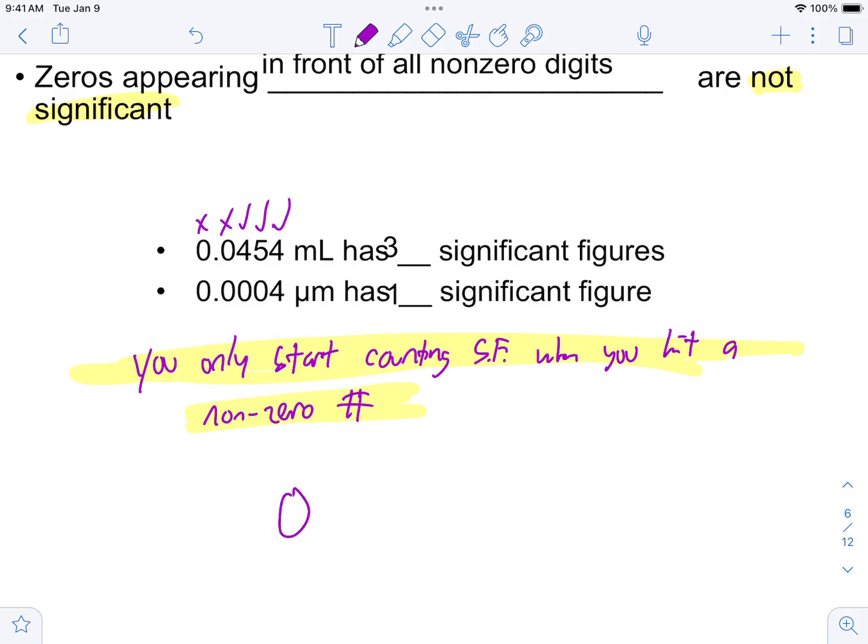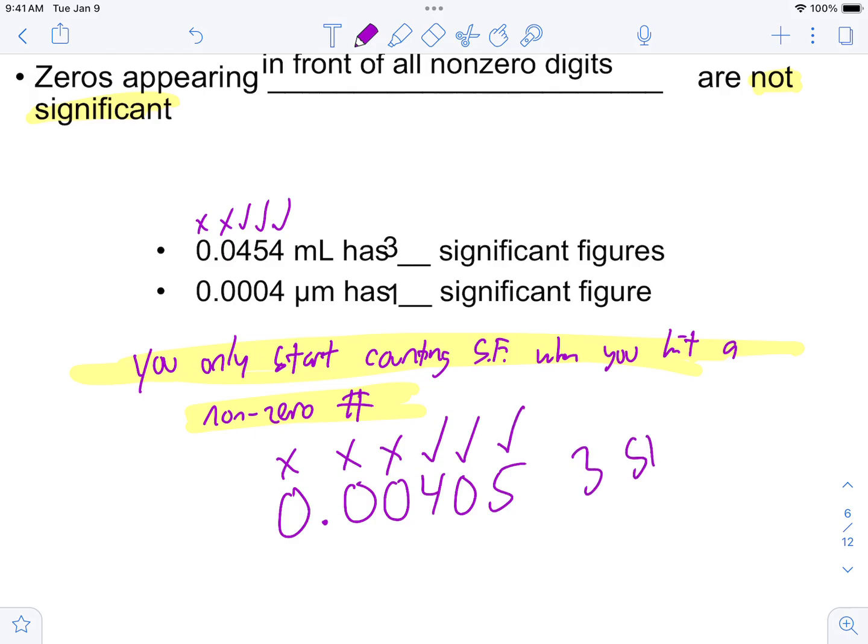So how about a number like that? How many sig figs? Again, I'm not starting to count yet until I hit something non-zero. Now I'm counting. Does that next 0 count? Yes, because of the sandwich rule. That 0 is sandwiched. And of course the 5 counts. So there are 3 sig figs there.